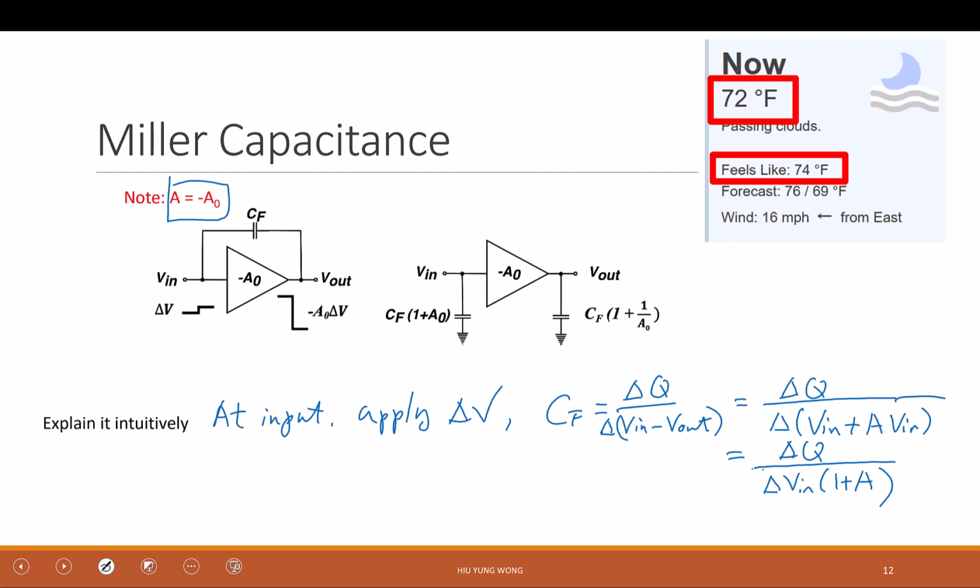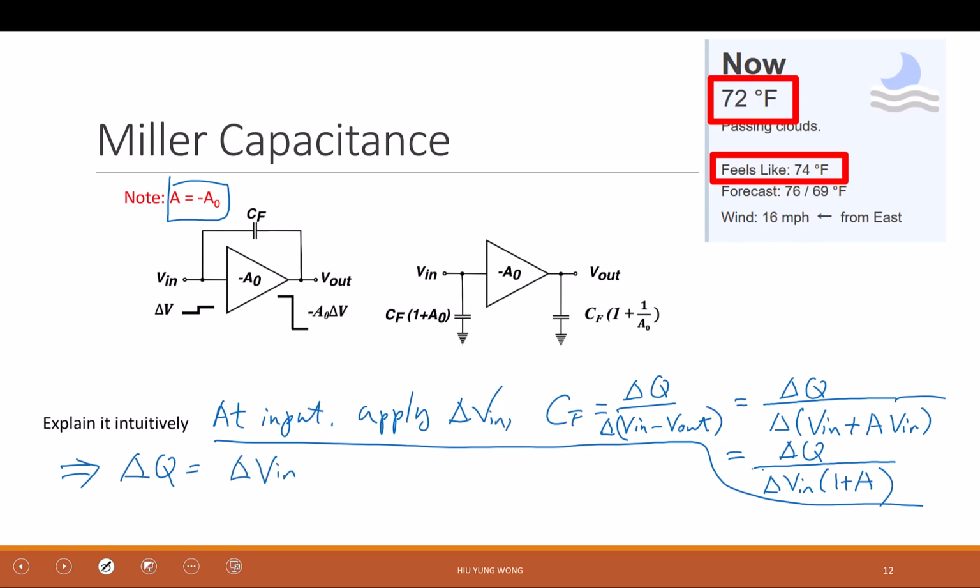Okay? So it means that the charge I need to put equals delta V in, let me just call this delta V in, times CF times 1 plus A. So I am the one only putting delta V in. If your capacitor is CF, then I only need to put delta V in times CF. But because of this feedback, I put in delta V in, I actually need to put delta V in times CF times 1 plus A. That, for me, feels like a very large capacitor.